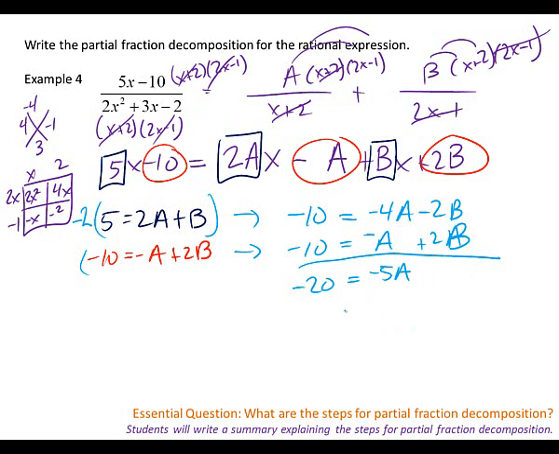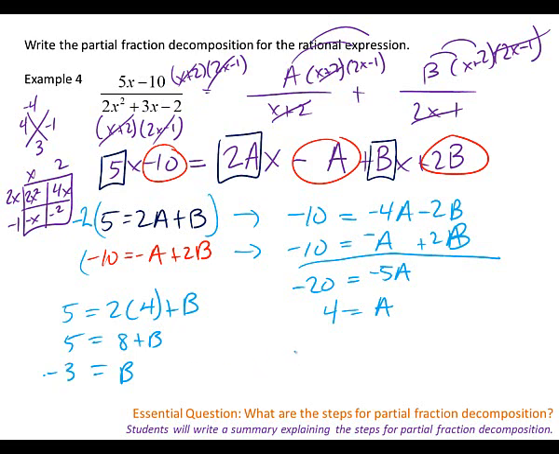Alright, the B's are gone. So what is a equal to? 4. Good. Alright, do we want to go into the blue equation or the red equation? The top one, the blue one. So 5 equals 2 times 4 plus b. What's 2 times 4? 8. And then I'm going to move the 8 to the other side. And what do we end up with?